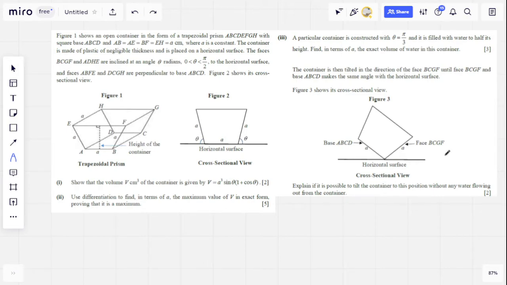Context matters when it comes to these types of contextual questions. Important clues might be hidden inside. So we have a square base ABCD, and we know that AB equals BF equals EH. So here is A, and there must be a square base. They told you that BCGF and ADHE are inclined at an angle of theta radians, as shown in Figure 2, and that ABFE and DCGH are perpendicular. So basically this trapezium ABFE is perpendicular to the base. They've also kindly given us a right angle there.